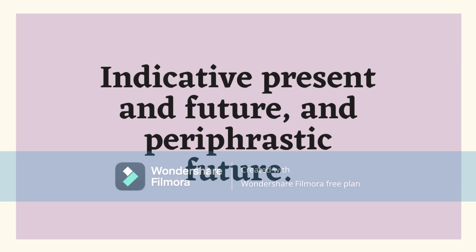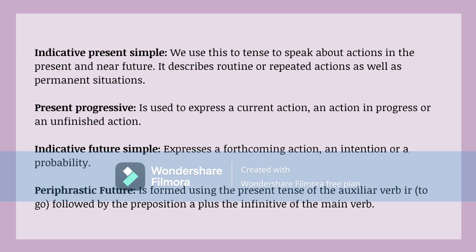Indicative present simple. The simple present tense of the indicative mood is used to talk about regular or permanent situations. It also refers to current actions. For example, I live in Mexico. The present progressive is used to express an action in progress or an unfinished action. For example, my dad is sleeping right now. We use indicative simple future when we want to say something that is going to happen sometime in the future. For example, I will become an engineer.